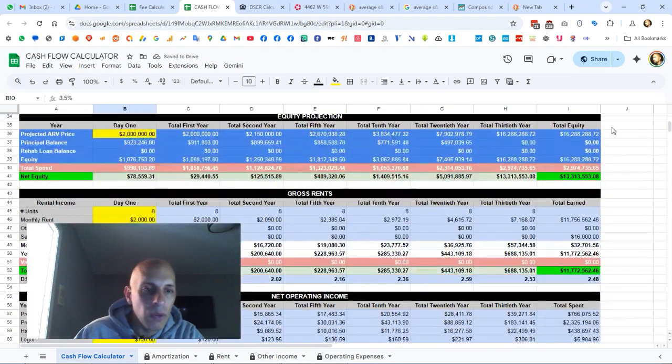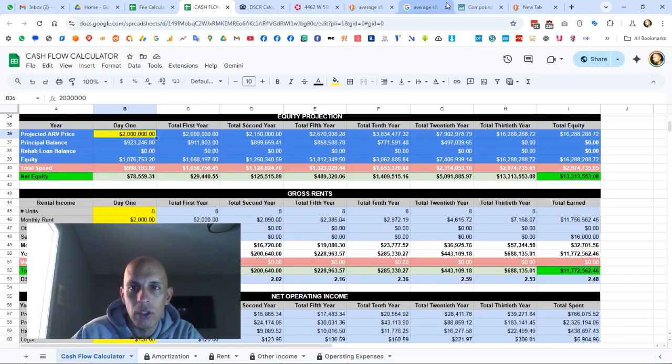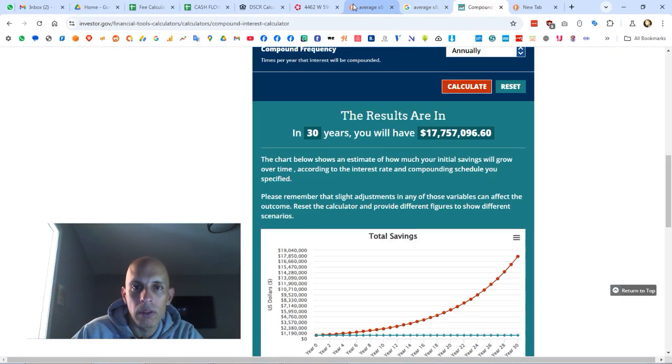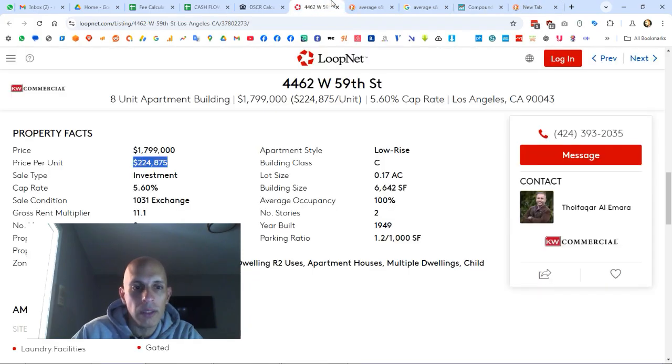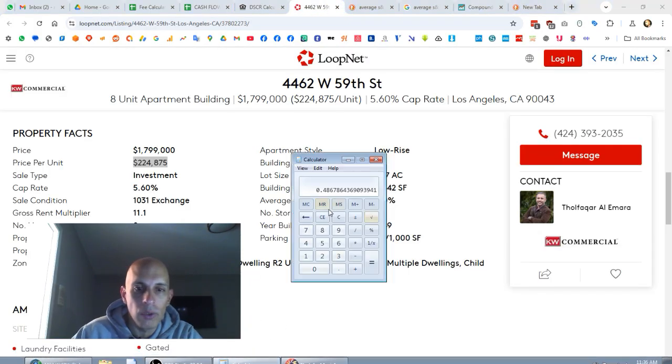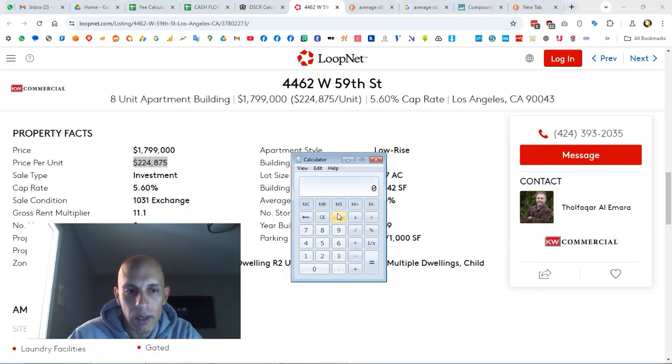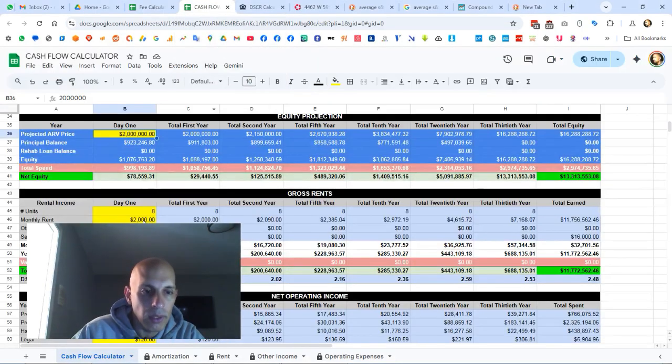And so projected after repair value, let's say you sell each unit for $500,000 as a condo. So you're basically going to turn these into condo units and sell them. Let's say 224,875, and let's say you just double it. So 450,000 times 8 is 3.6 million. So here is 3.6 million.